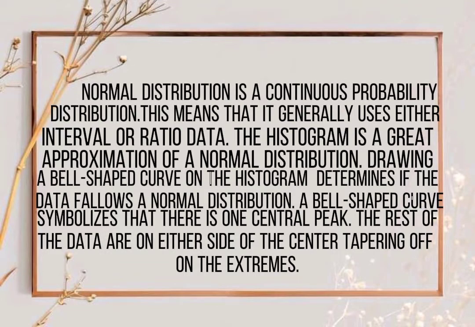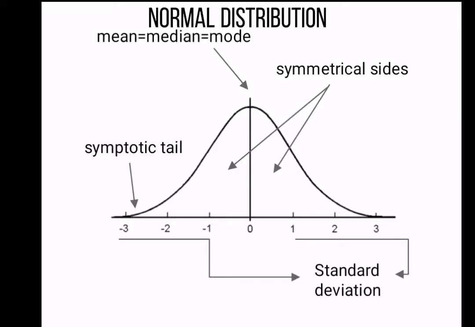Normal distribution is a continuous probability distribution. This means that it generally uses either interval or ratio data. The histogram is a great approximation of a normal distribution. Drawing a bell-shaped curve on the histogram determines if the data follows a normal distribution. A bell-shaped curve symbolizes that there is one central peak. The rest of the data are on either side of the center, tapering at the extremes. This is the normal distribution.